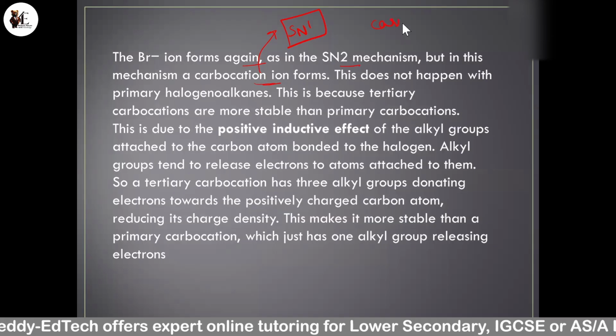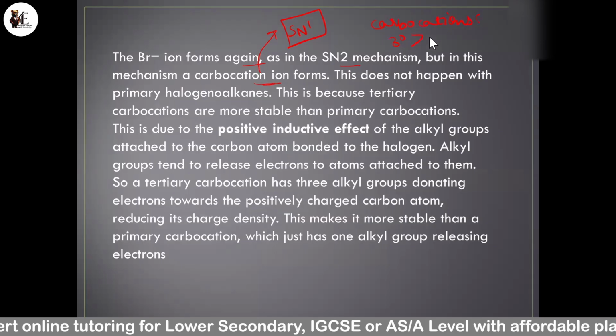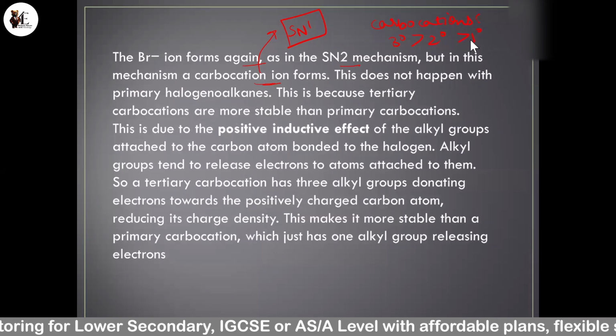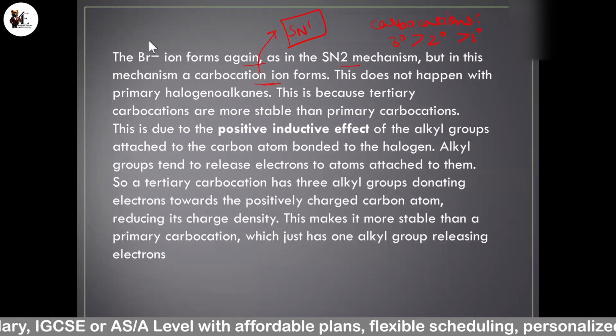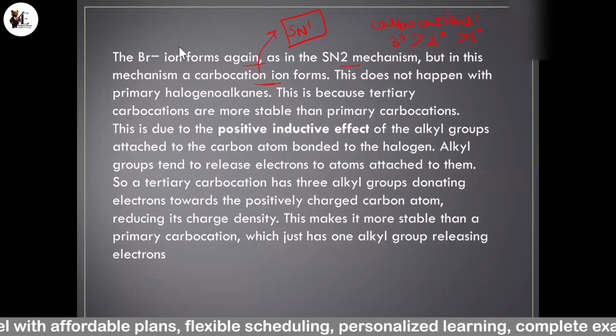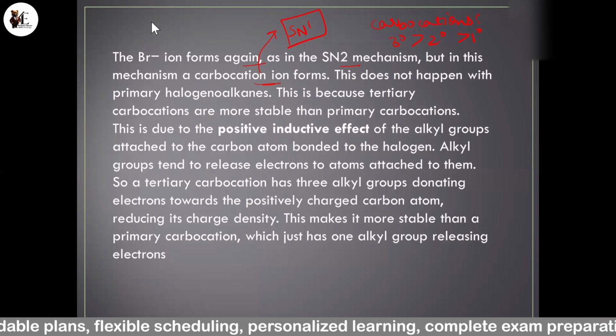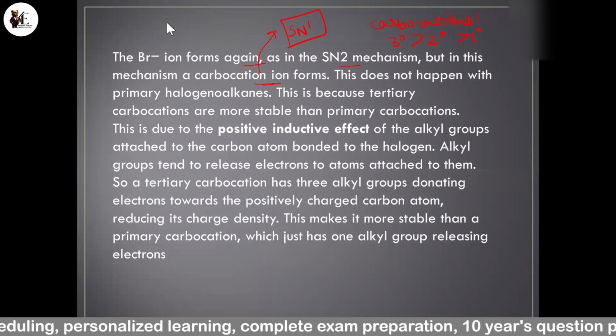As you know, the stability order of carbocations is 3 degree most stable, then 2 degree carbocation, then 1 degree. Why is it so? Because the CH3 groups are donating electrons to this carbocation. Carbocation is electron deficient, and the CH3 groups are donating electrons to this carbocation. So they are making the carbocation less intense.